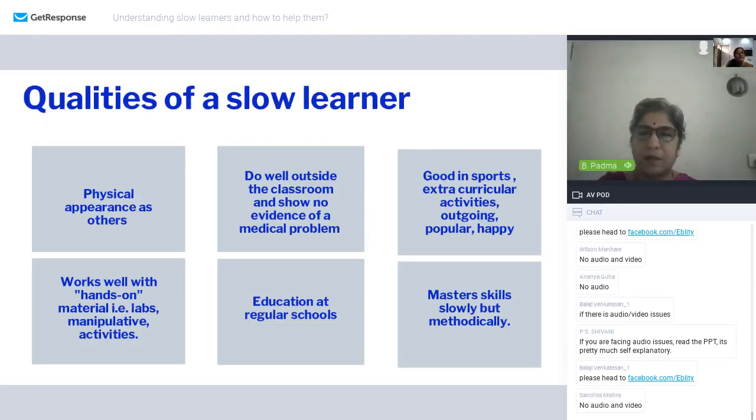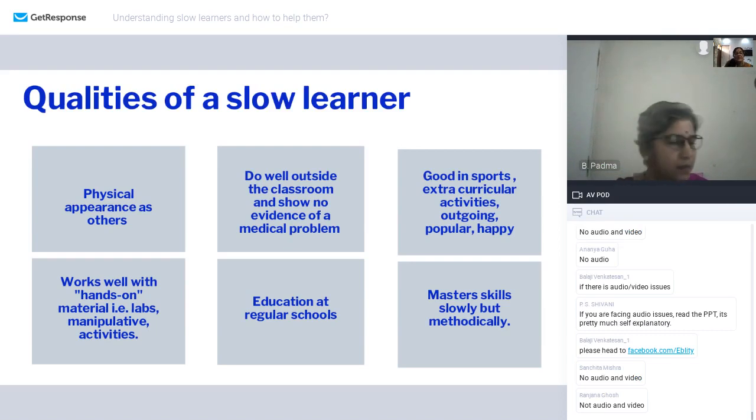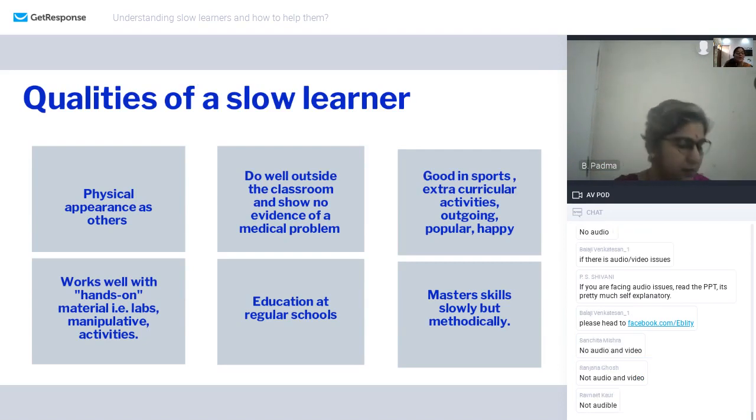But there are certain qualities of slow learners. There are good qualities like physical appearance is just the same as others. They do well outside the classroom. They are good in sports, extracurricular activities. They are outgoing. They work well with hands on practice, with manipulative activities. They can be educated in the regular school with other learners, and they can master skills slowly, but methodologically they can master skills. So we have to look into the qualities of slow learners also and help them according to their needs.